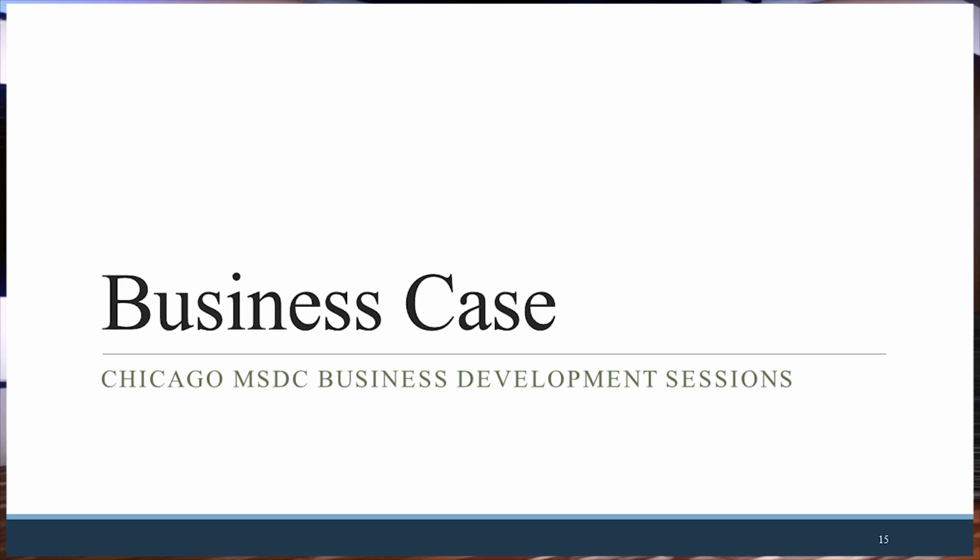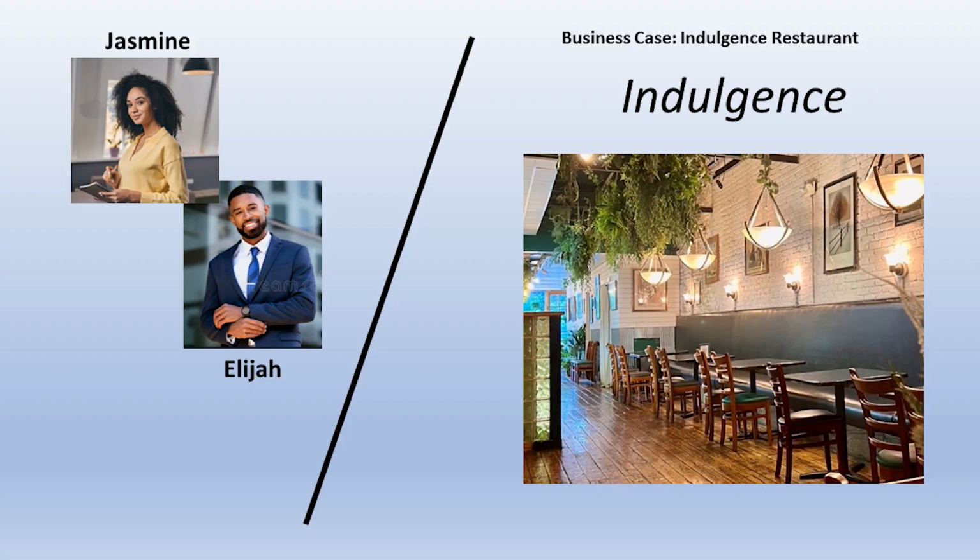Here we go. We have two new owners of a startup. This is a partnership. We have Jasmine and we have Elijah. The restaurant is called Indulgence Restaurant. To open the restaurant, Jasmine and Elijah must gather and acquire essential assets. So I'm walking through this business case to make it real for everyone.